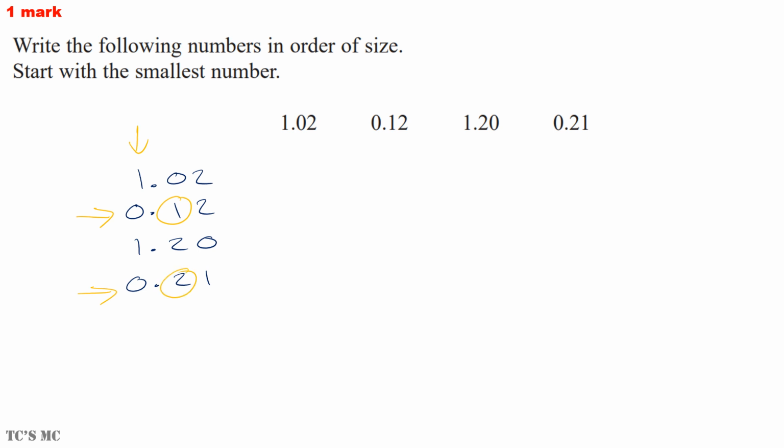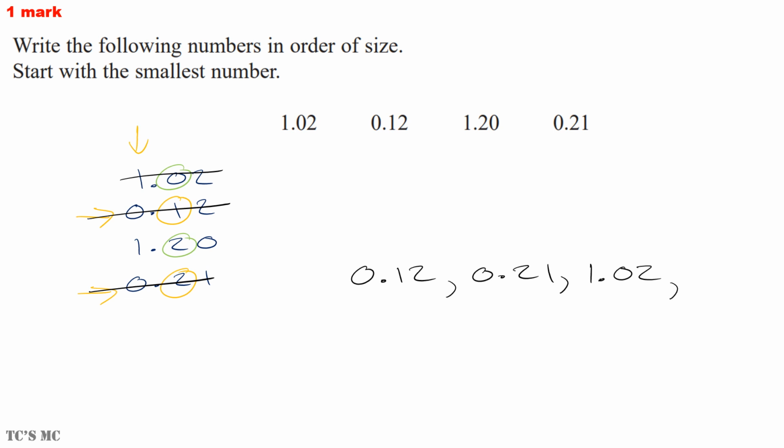That means the smallest number is 0.12, and now I can cross it out. The next number is 0.21. Again, I can cross it out. Now that we've used up all the zeros from the units, we can focus on the ones. Again, now we need to move on to the next place value, the tenths, and we have a 0 and a 2. That means the next number must be 1.02 and then 1.20. And for having each one in the correct order, we have 1 mark.